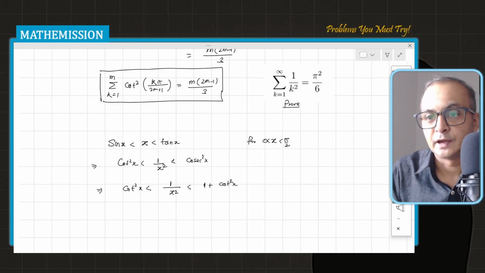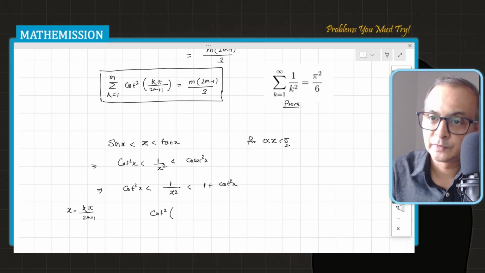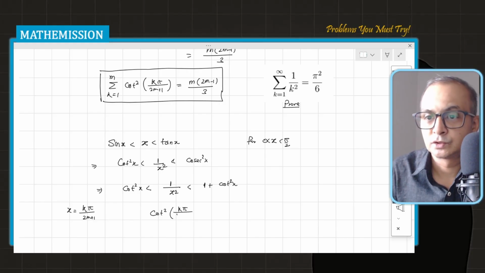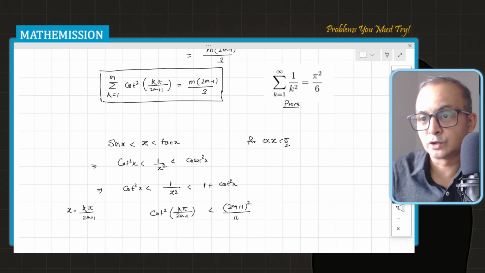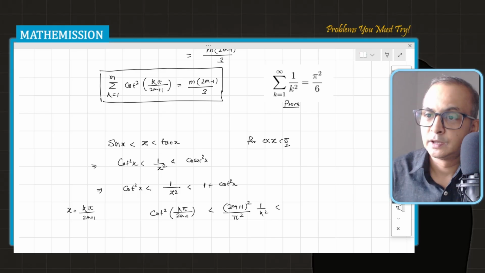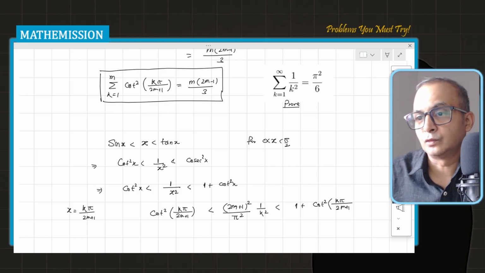So let's see, I'm substituting in this inequality x equals k pi by 2m plus 1. So what we get here is cot square k pi by 2m plus 1. If I substitute this, the 2m plus 1, the whole square, will go on the top, and pi square also becomes part of the denominator, but here it will become 1 by k square. Here again, 1 plus cot square k pi by 2m plus 1.